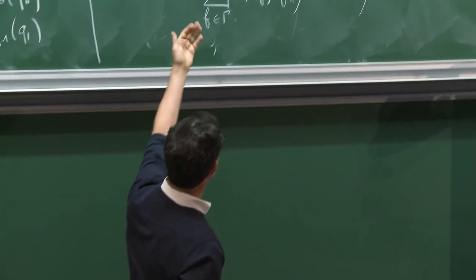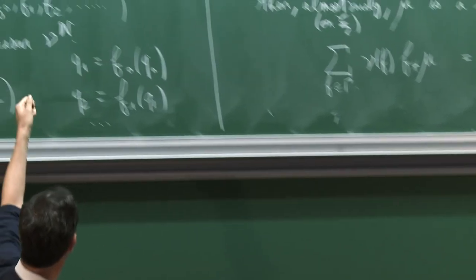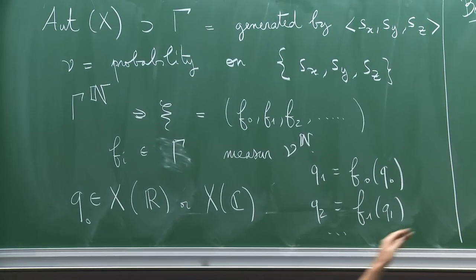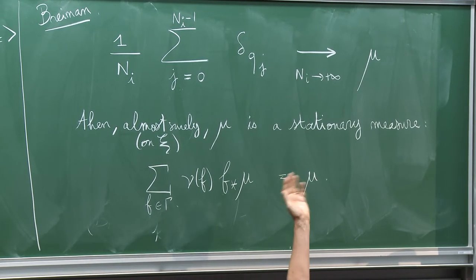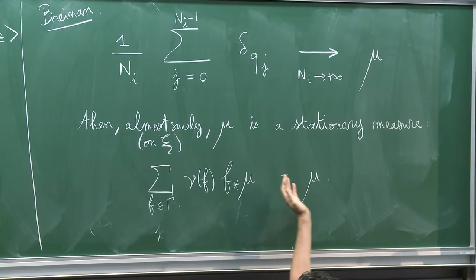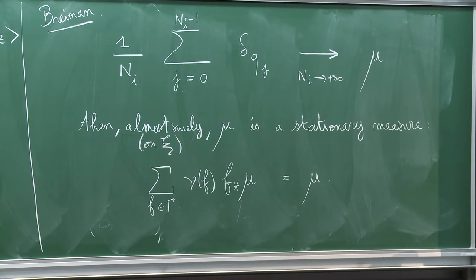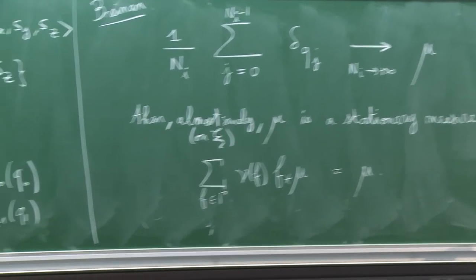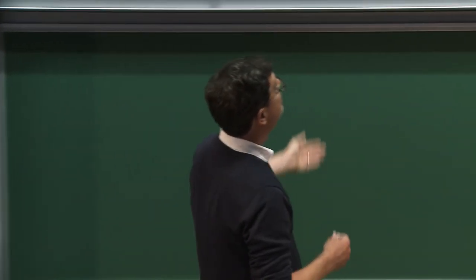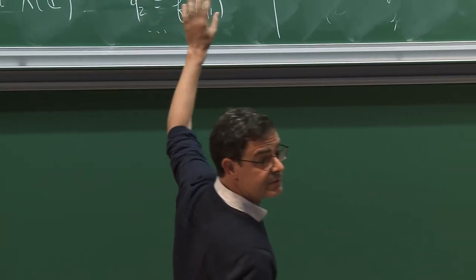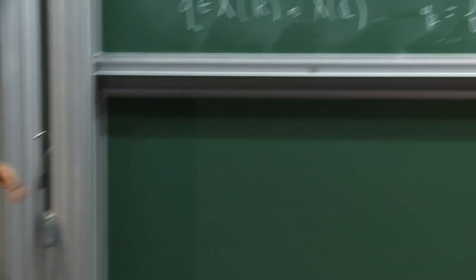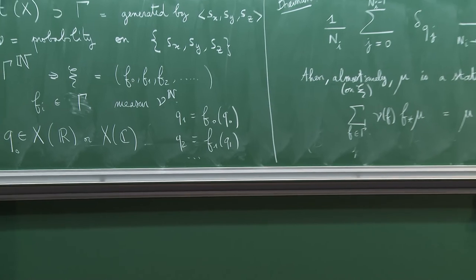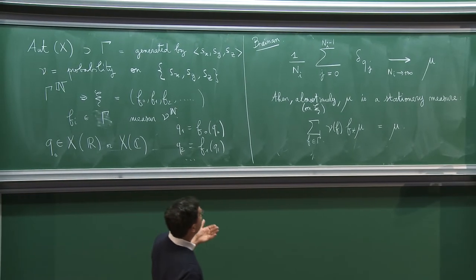I mean, with probability 1 on the sequence of iterates, I mean, on the sequence xi, the limiting values of the sequence of empirical measures are stationary measures. Okay? Okay, so the goal is to describe stationary measures for this type of dynamical systems, so dynamical systems which are given by random iterations of automorphisms of complex projective surfaces. Okay.